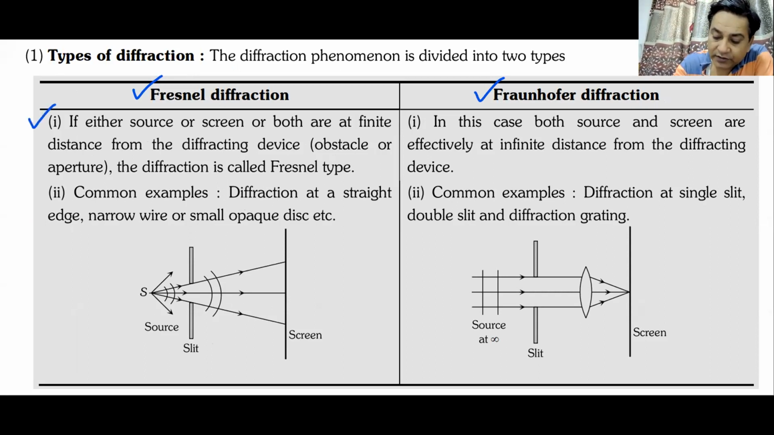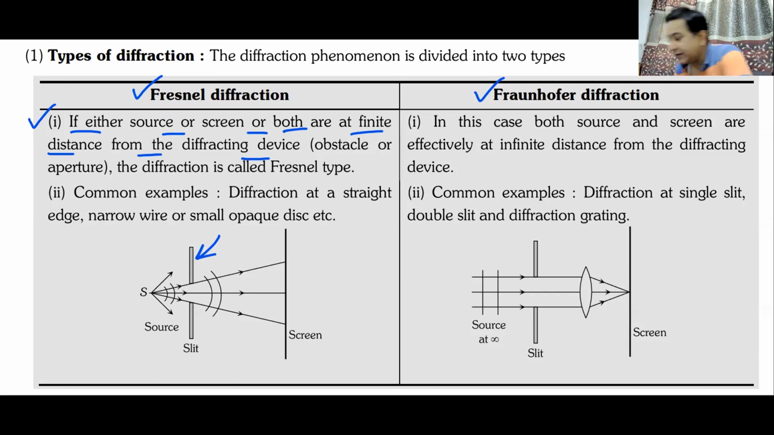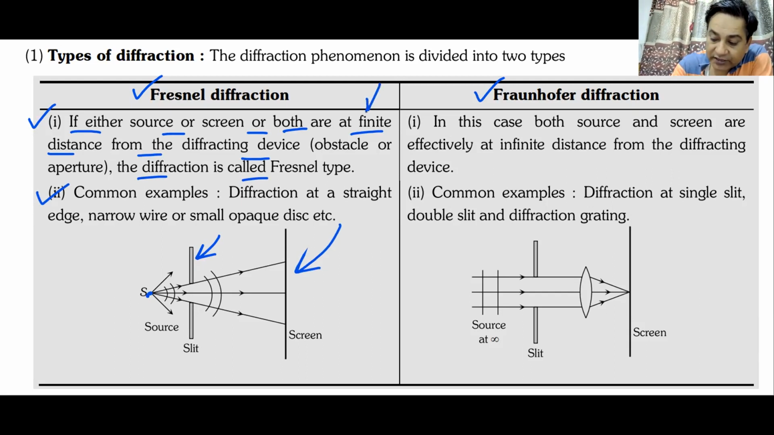If I talk about point number 1, the source or the screen or both are at finite distance from the diffracting device. This is the diffracting device which is creating the diffraction. This type of diffraction is known as Fresnel diffraction. This is a common example. I have a source here. In front of this source, I put an obstacle or a small slit. The diffraction pattern is seen on this screen. This is Fresnel diffraction, where the object and the screen are at finite distance from each other. In the second case, in Fraunhofer diffraction, what do you see? The light source is at a very large distance. It is infinite. It's coming from a very large distance.